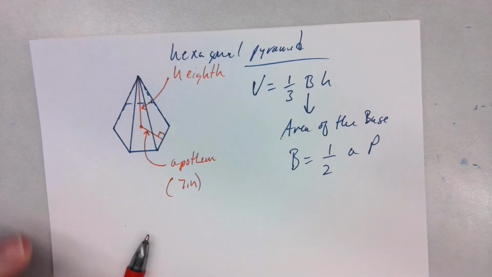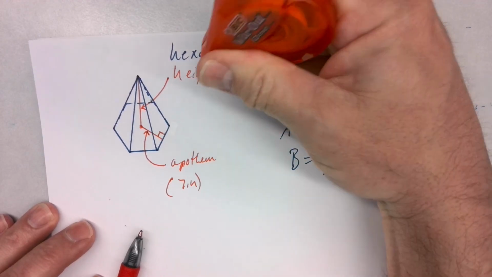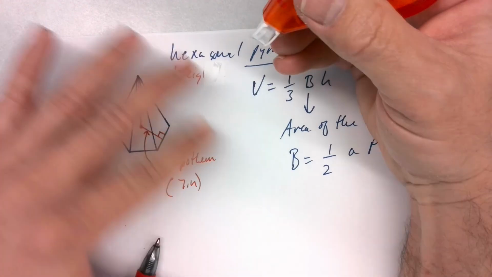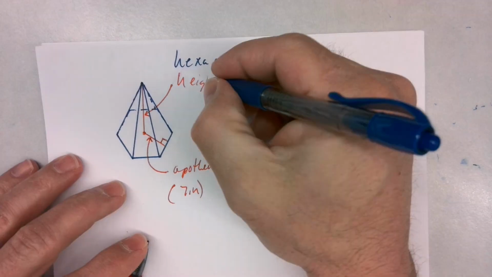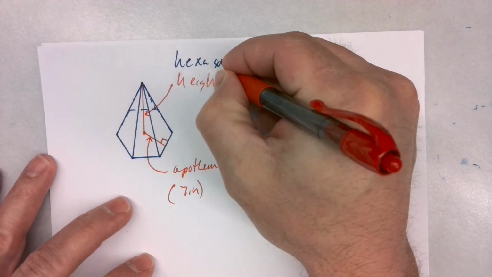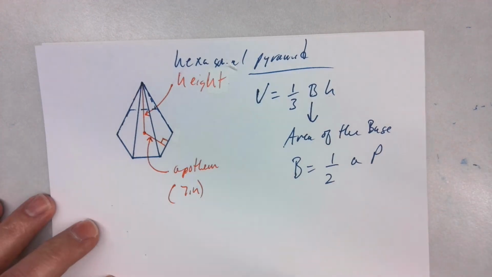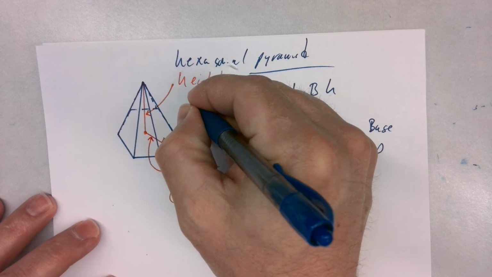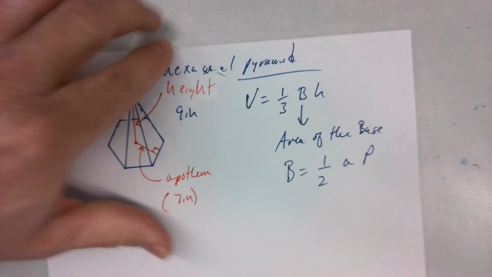Yeah, that's not how you spell height. How do you spell height? H-E-I-G-T-H maybe? Anybody? Yeah? Okay, whatever.